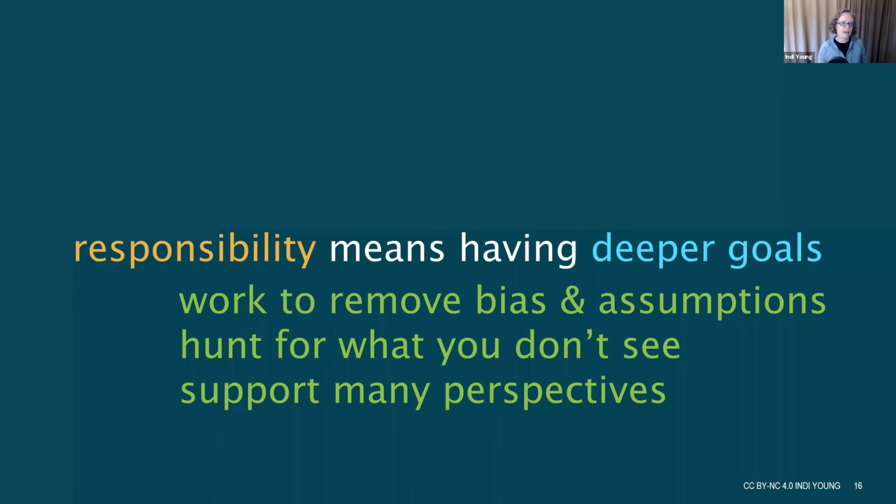So the question then is, if we want to take responsibility, it means having deeper goals. It means being able to recognize and remove assumptions and bias when we're making them. It means that we're going to have to hunt to try to find the things that we aren't seeing, and I'm going to explain all of this. And it also means we need to support a lot of different perspectives. Right now, a lot of digital experiences represent only the perspective of the people on the team and very few other perspectives.